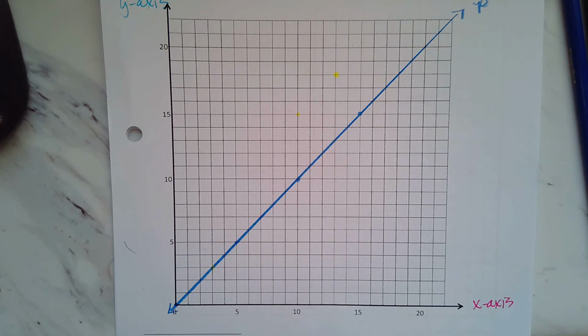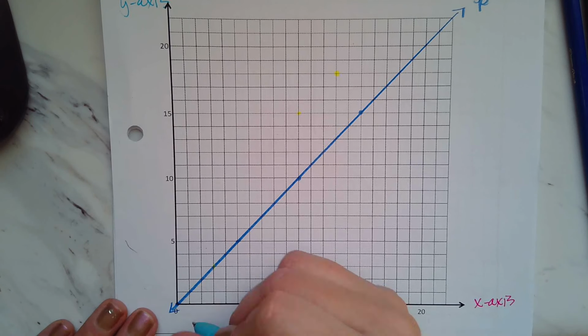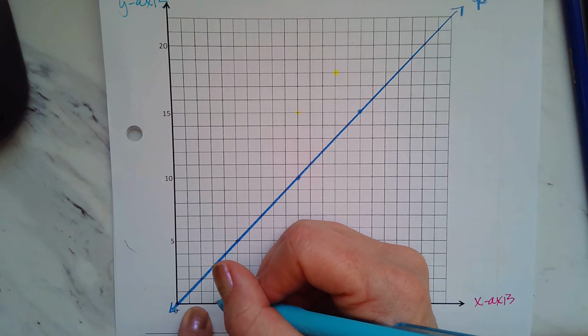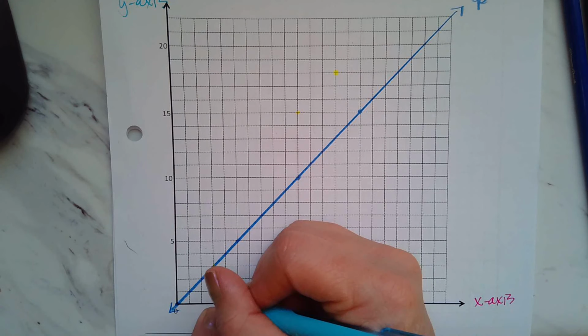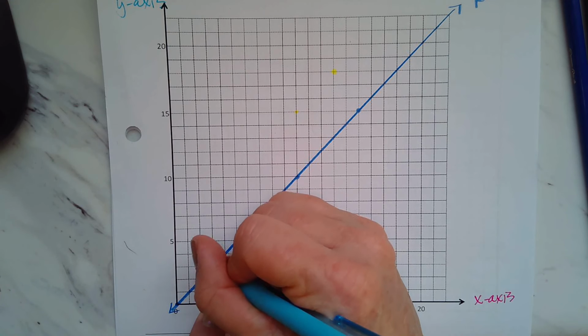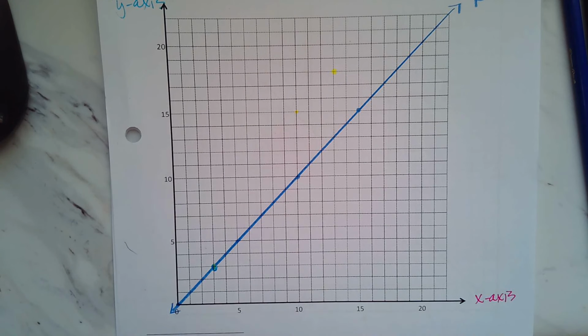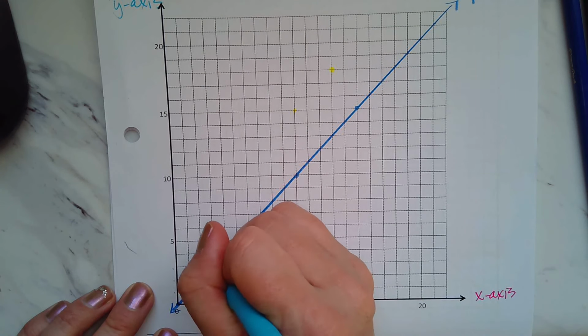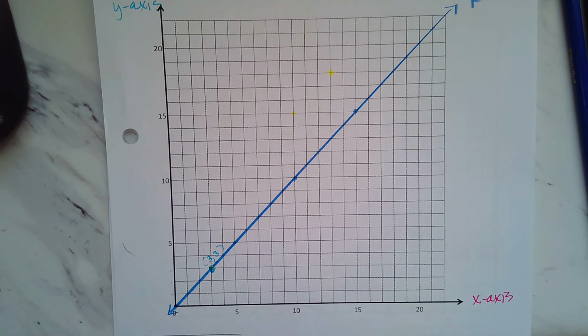All right, so now, what point on this line has an x-coordinate of 3? Well, an x-coordinate of 3. So, 1, 2, 3. So that would be 3 and 1, 2, 3, right? That would be 3, 3.